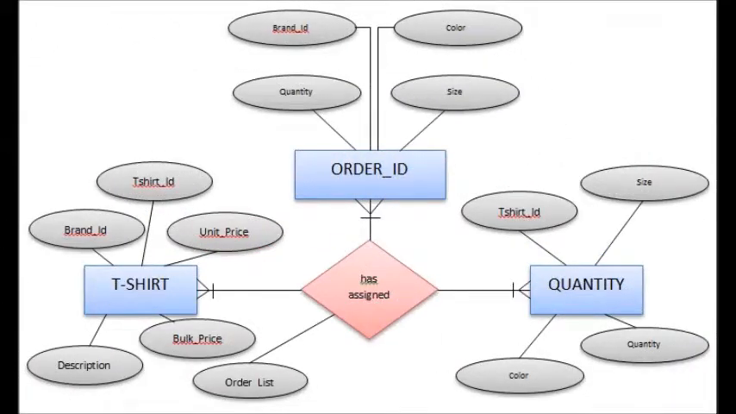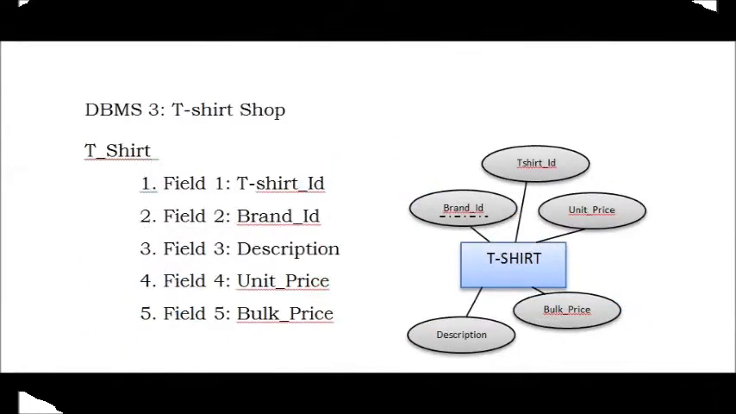So my third database management system is a t-shirt shop. Here I have t-shirt, order ID, and quantity as my entities. The relationship is assigned because you can read it as a t-shirt assigned quantity to order ID. And if you read it backwards, no matter which entity you start with, it is always the same.